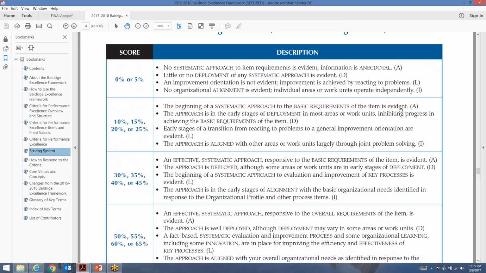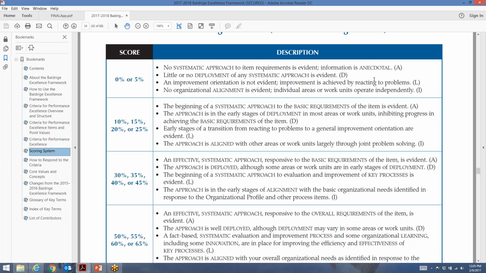But if you'll notice, in each of those ranges there is an A, a D, an L, and an I, and we're going to talk about that. Those are the scoring elements that an examiner team is going to look at to evaluate your responses. And so the A is your approach. Did you describe an approach?